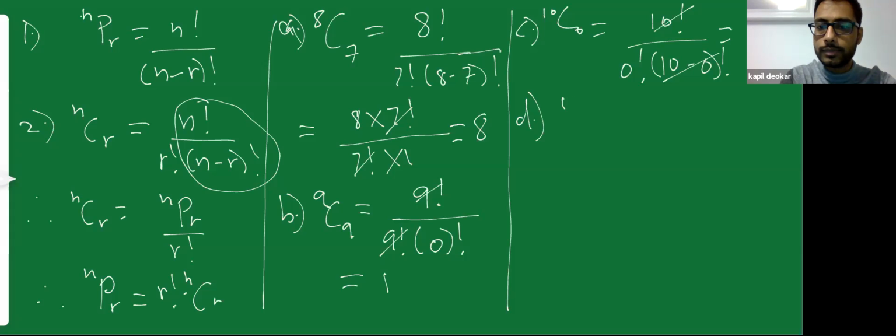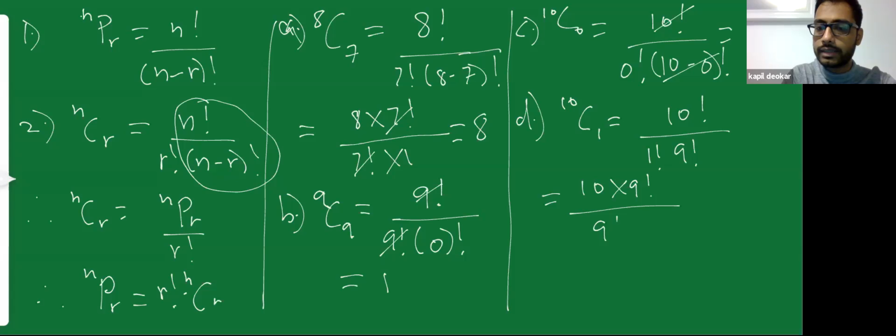Then we'll see, suppose I have to find the value of 10C1. What would this value be? n factorial upon r factorial, that is 1 factorial, into (10 minus 1), that is 9 factorial. I can reduce this. 10 factorial can be written as 10 into 9 factorial, divided by 9 factorial. This and this cancel out. The answer is equal to 10.